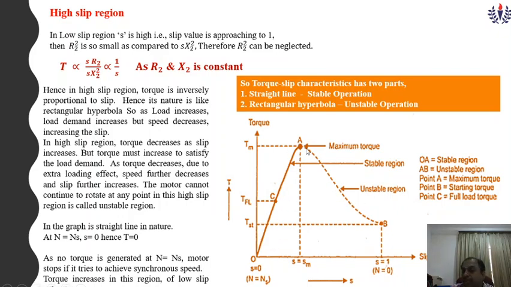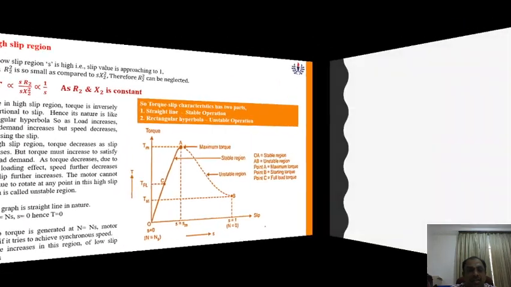0 to A is the low slip region, that is the stable region, but A to B is the high slip region, that is nothing but the unstable region. So in this graph, at n equal to ns, s equal to 0, hence T equal to 0. That is in the low slip region. But in high slip, s equal to 1, n equal to 0. As no torque is generated at n equal to ns, the motor stops if you try to achieve synchronous speed. Torque is increasing in this region.